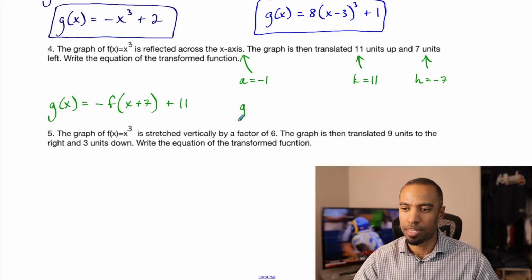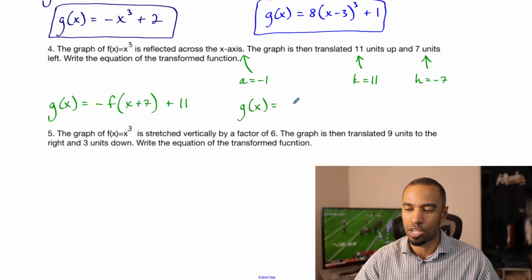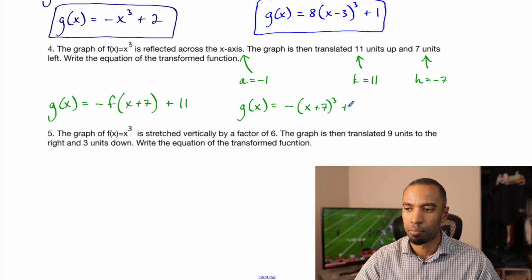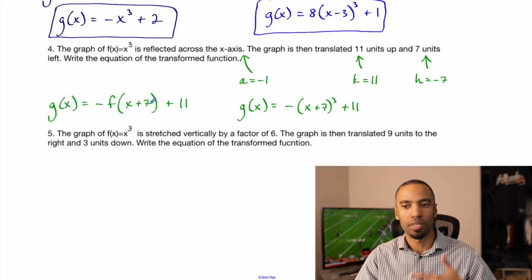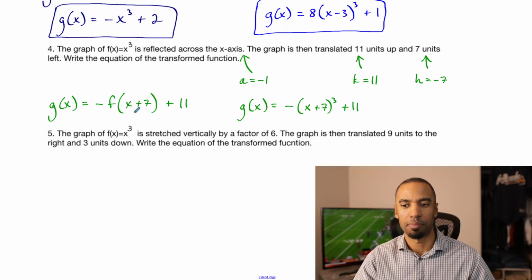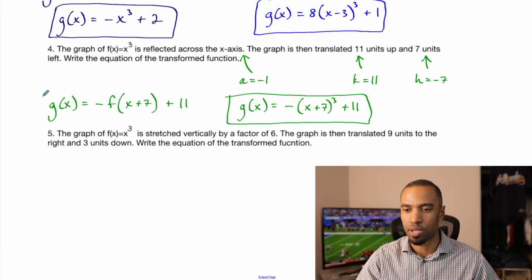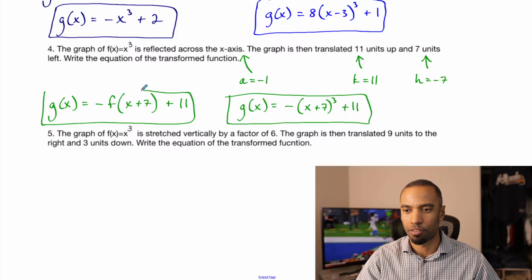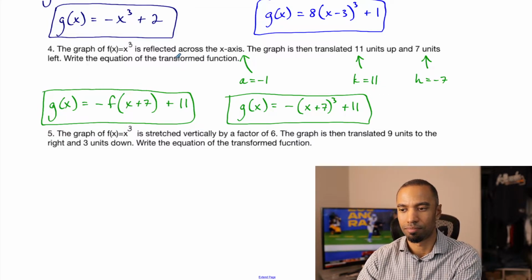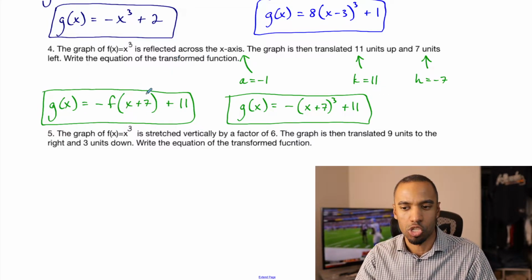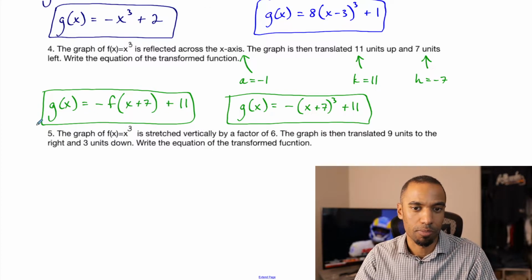If you wanted to put the actual x cubed version, we could say g of x equals negative quantity x plus 7 cubed plus 11. Remember what we do with this, x plus 7 goes into the equation, it becomes x plus 7 cubed, and so on. That's just the nature of it. So either answer is totally fine. It didn't sound like they care. This is probably what I was looking at to begin with there.